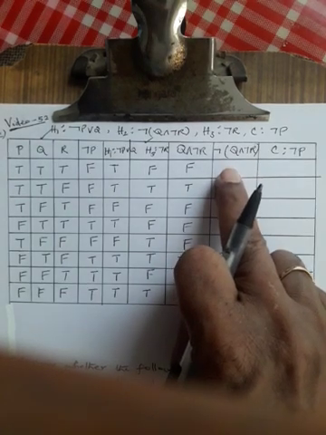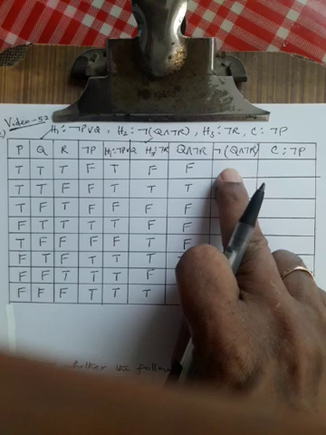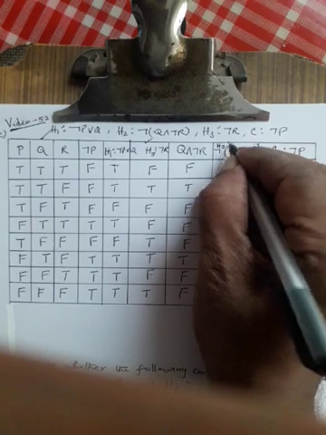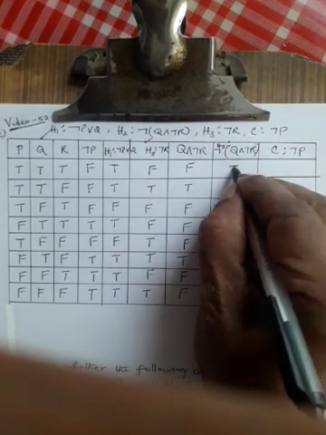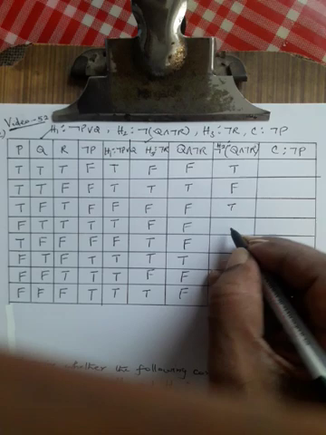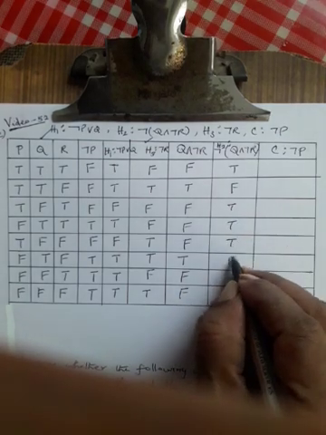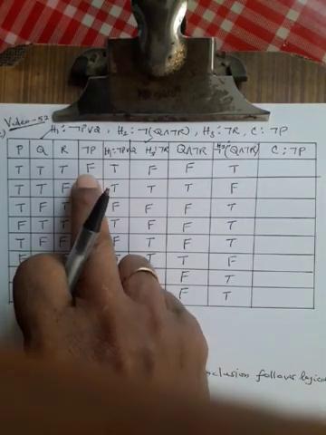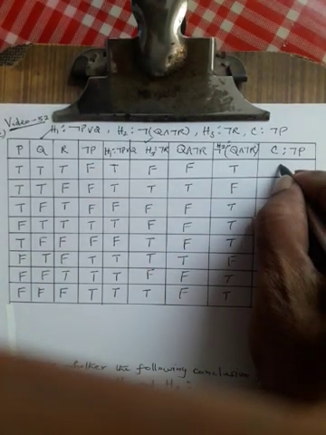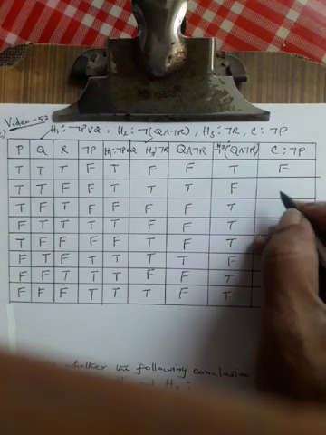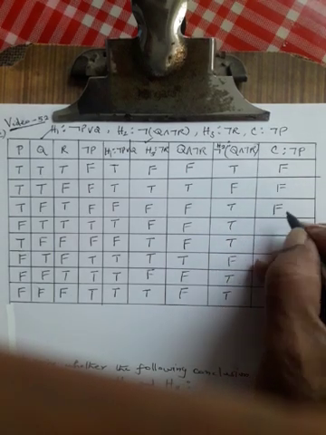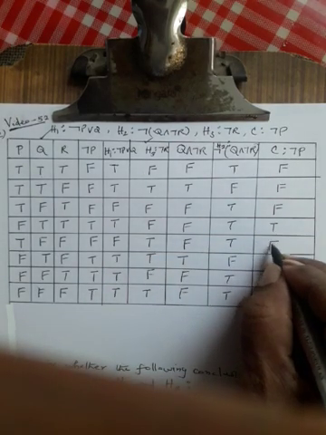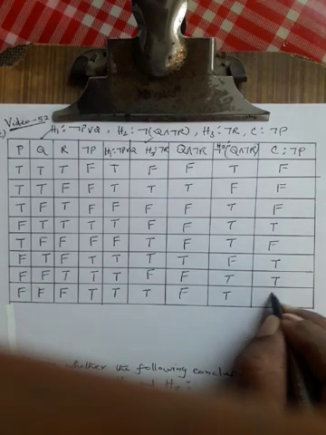Now this negation of (Q and negation R) is our H2. H2 is this. The negation of this: F, T, T, T, F, T, T. Negation P is already there. Anyway, we will write negation P is F, F, F, T, F, T, T, F, T, then T, T, T.